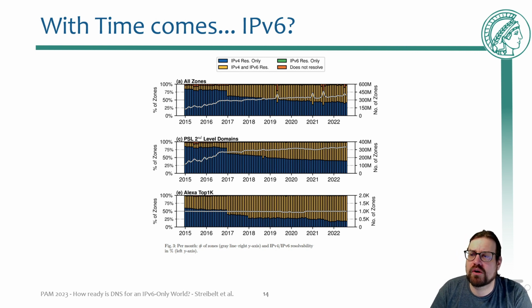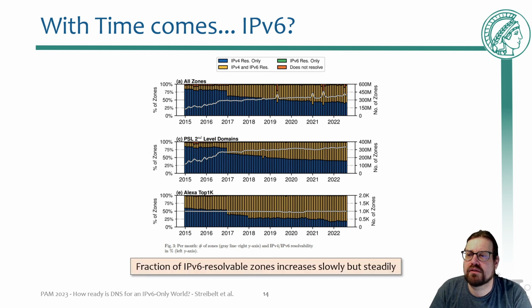Over time we see more and more zones can be resolved using both IPv4 and IPv6, and depending on the subset of zones, you can even see very high fractions of dual stack support, which is nice. And the fraction of IPv6 resolvable zones increases slowly but steadily, so in about 30-40 years we should be there.